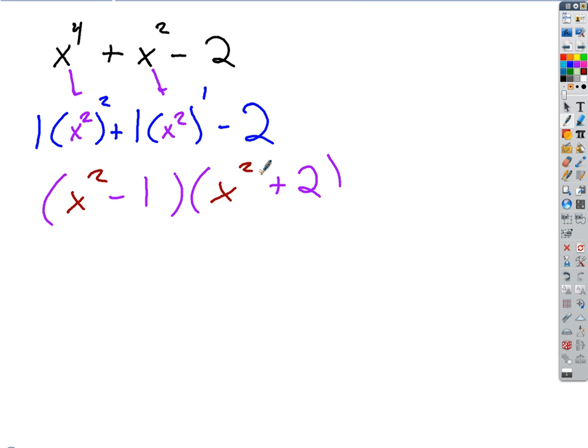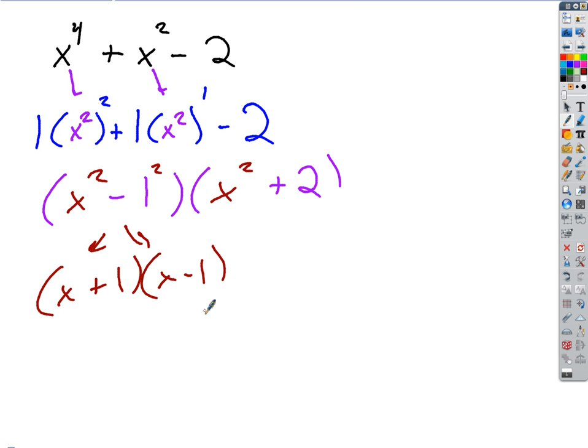Yes. It's 2 terms, so we have to look for a sum or difference pattern. What pattern would that be? Squares. Well, 1 is what squared? 1 squared. So that's like saying a squared minus b squared if a is x and b is 1, right? So that just breaks apart into x plus 1 and x minus 1. Very good.